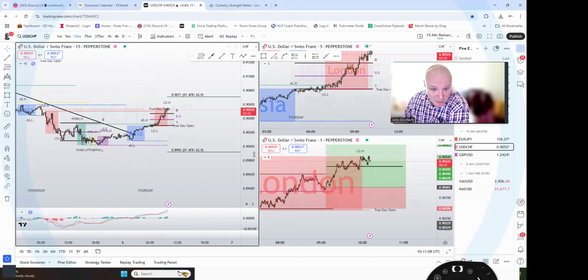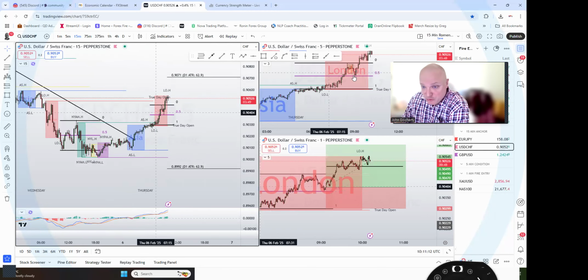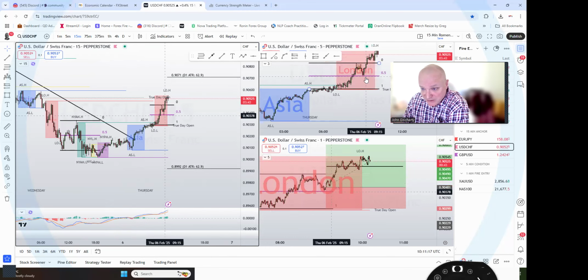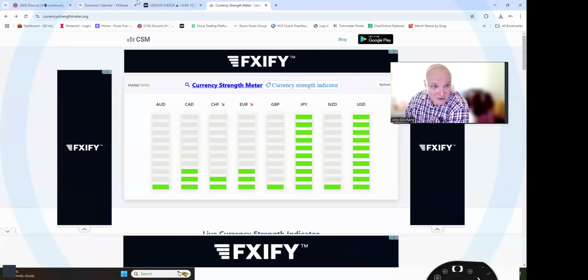We did get the pullback on the 15 minutes coming into 50%. We dropped it to that 5 minute. We looked at where it came into touch on the 50% with the separation candles. And then we understood that the currency strength was still in our favor, okay, with the USD, Swiss franc.